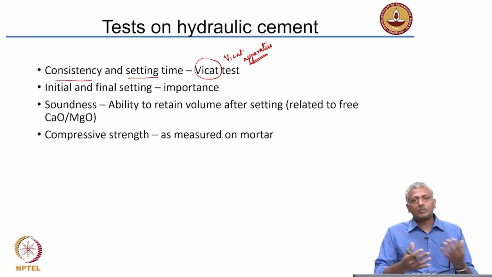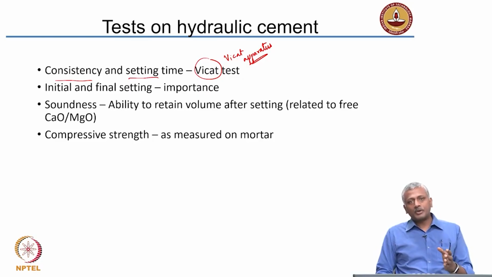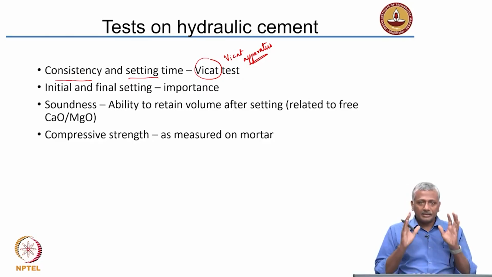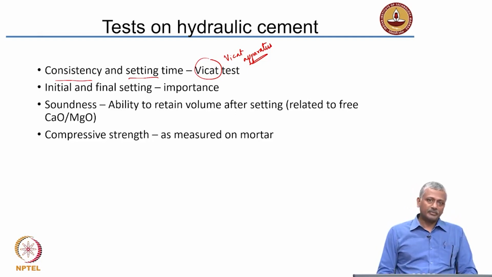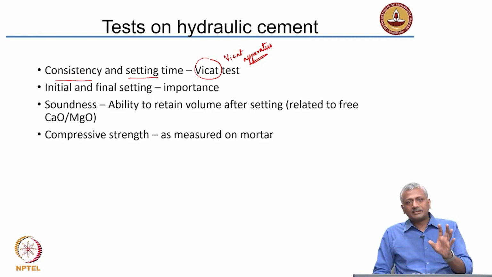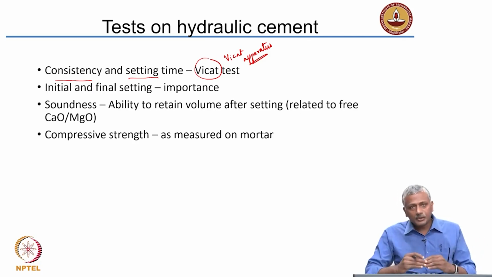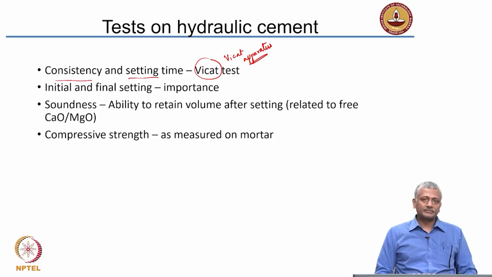Beyond that, you will not be able to mold the concrete in any way you want. Final set is the point beyond which the concrete has a definite shape. Now, it does not mean that at final set your concrete has strength. No, concrete continues to develop strength beyond that. Okay, we will talk about that later, that as long as water is available, concrete will continue to develop strength.